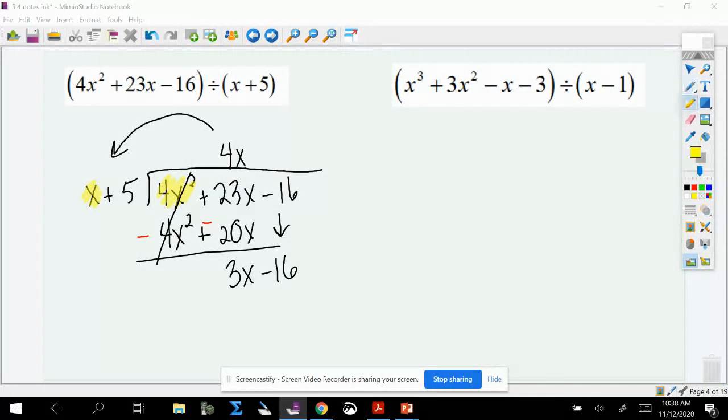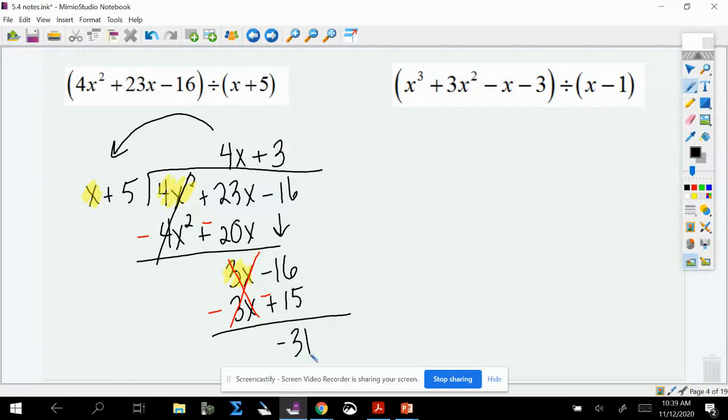I'm going to see, what do I multiply x by to get it to be a 3x. So that's going to be a 3. It goes in the constant column. So 3 times x is 3x. 3 times 5 is 15. Subtract. Again, I'm going to put it in a different color pen. The 3x's will cancel. I get negative 16 minus 15 is negative 31. That is my remainder. So I will have a negative 31 over my original divisor, x plus 5. And there is my answer.